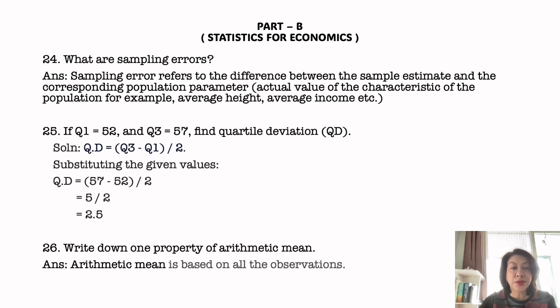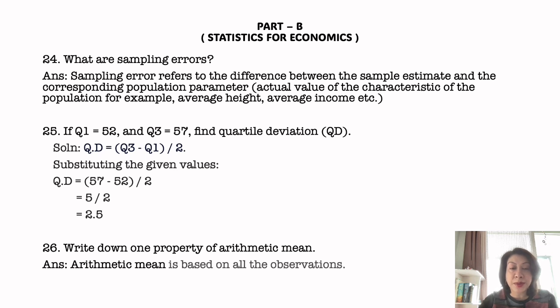Next question, you are supposed to calculate quartile deviation and you are given values of Q1 which is 52 and Q3 which is 57. We know that the formula for calculation of quartile deviation is equal to (Q3 minus Q1) divided by 2. So if we substitute the given values and then do the necessary calculation, we are getting quartile deviation equal to 2.5. Question number 26. Write down one property of arithmetic mean.